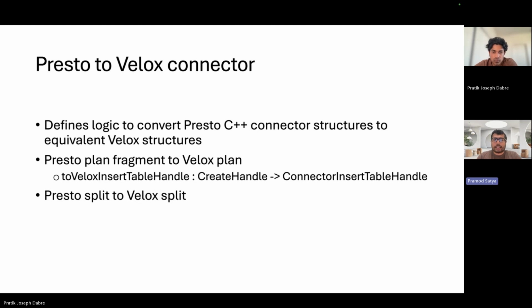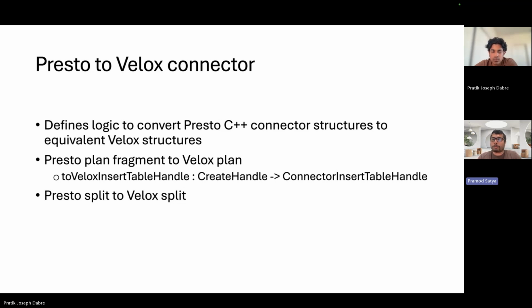Presto to Velox connector is basically a helper class in Presto C++, which defines the logic to convert different connector handles and connector splits from Presto to their Velox equivalent representation. The Presto to Velox connector for all of the different connectors that are supported in Presto C++ are maintained in a registry, as we saw before with connector protocol, so that you can easily retrieve it using the connector's name.